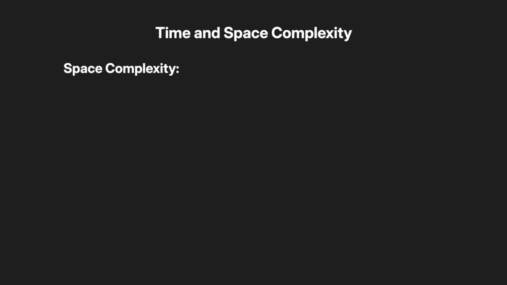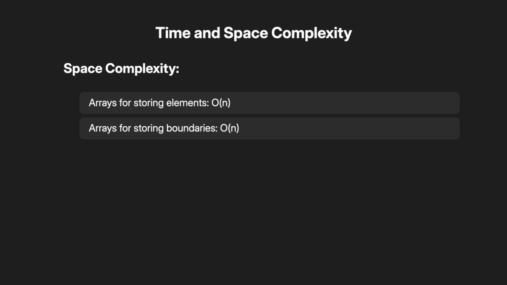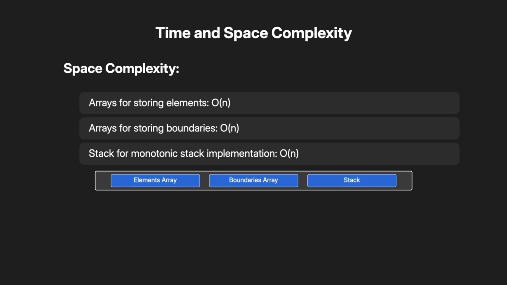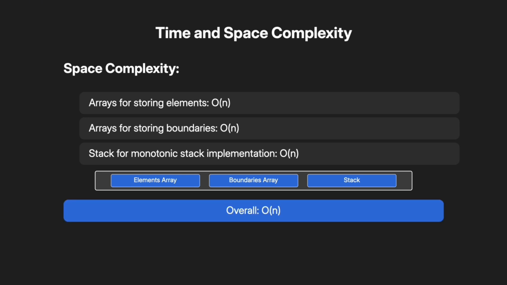Now let's look at the space complexity of our solution. We need to store several data structures for our algorithm. First, we have arrays for storing the original elements, which takes O(n) space. Next, we need arrays for storing the boundaries determined by our monotonic stacks, which also takes O(n) space. Additionally, we use stacks for our monotonic stack implementation, which in the worst case might store all n elements. When we combine these space requirements, the overall space complexity of our solution is O(n). This means our solution scales linearly with the input size in terms of memory usage, making it very efficient for large inputs.